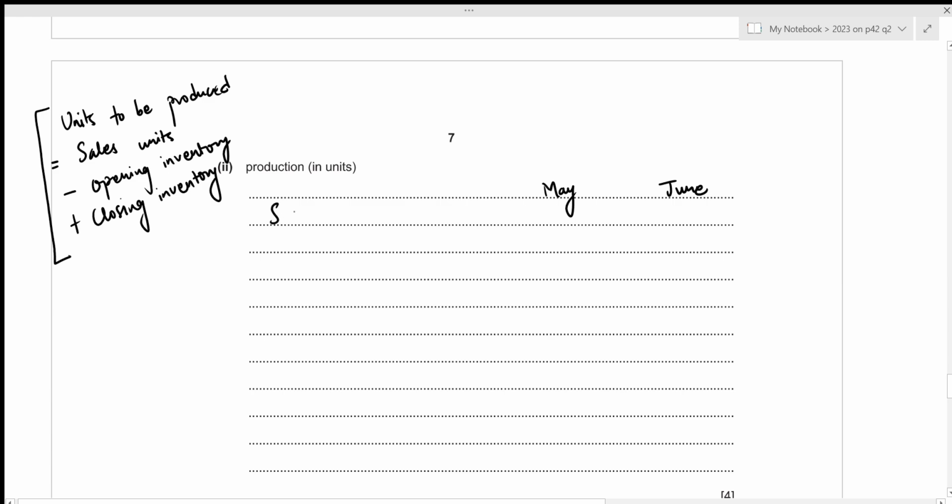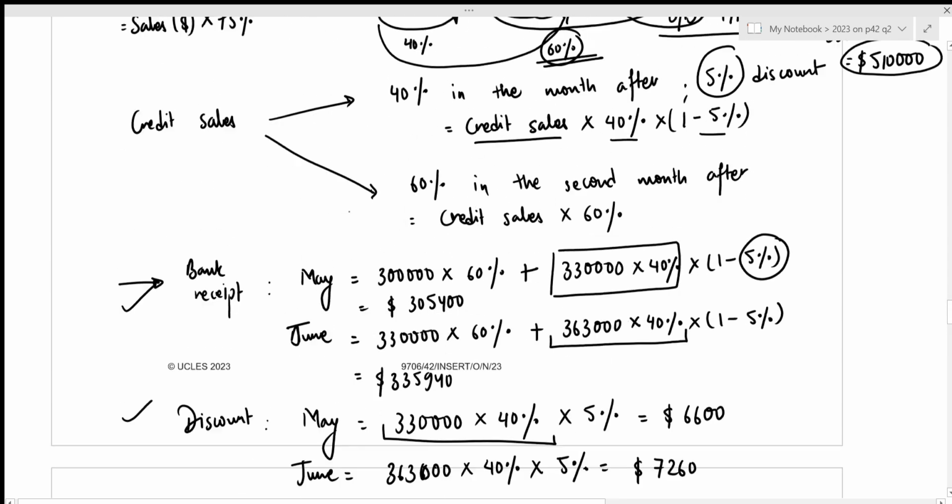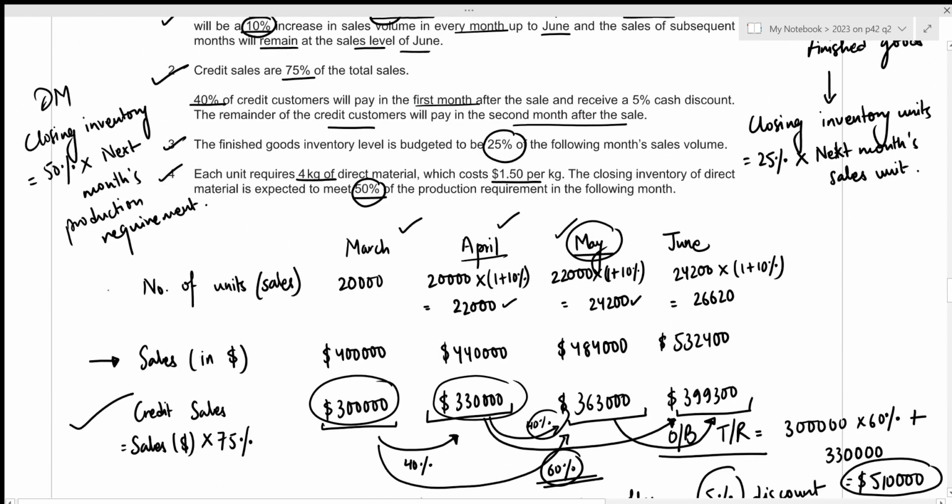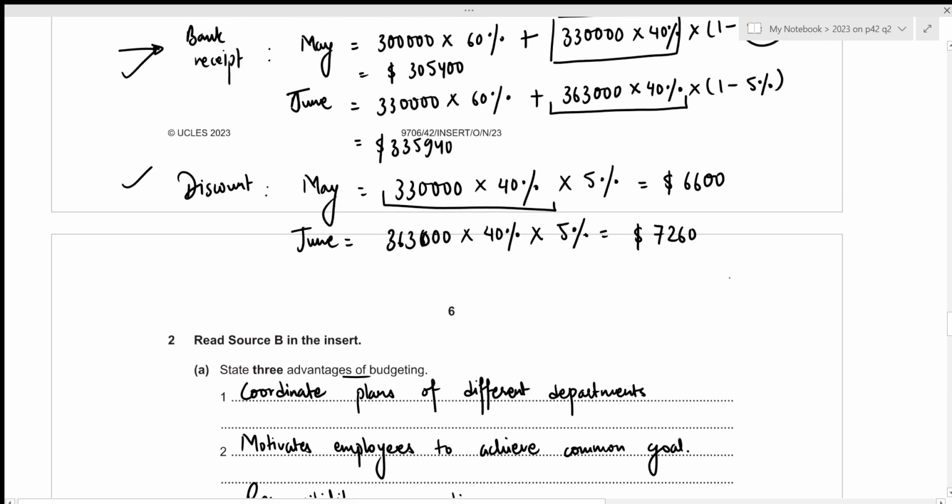We start with our sales units. And this also we've already calculated before. So that is just going to be number of units. For the month of May, that's 24,200. And for the month of June, that's 26,620. Let's write it down.